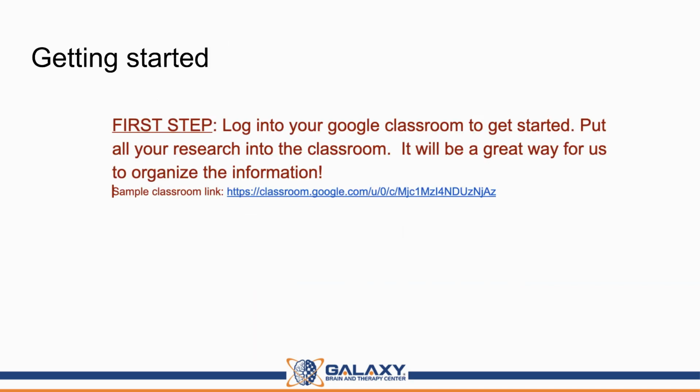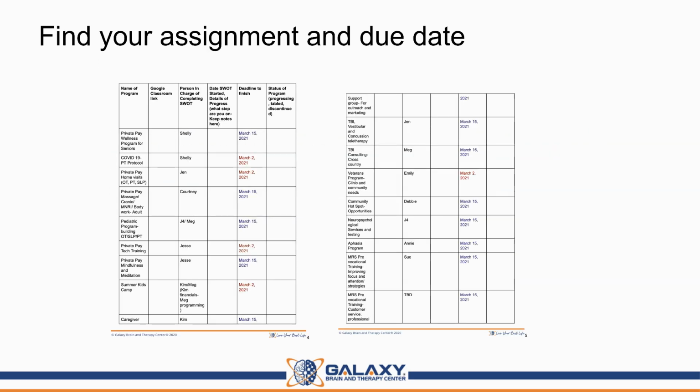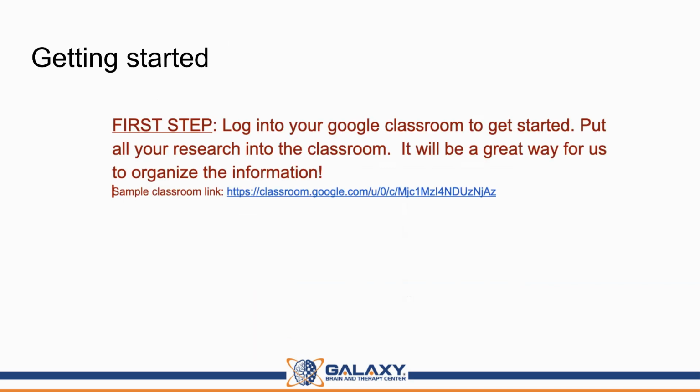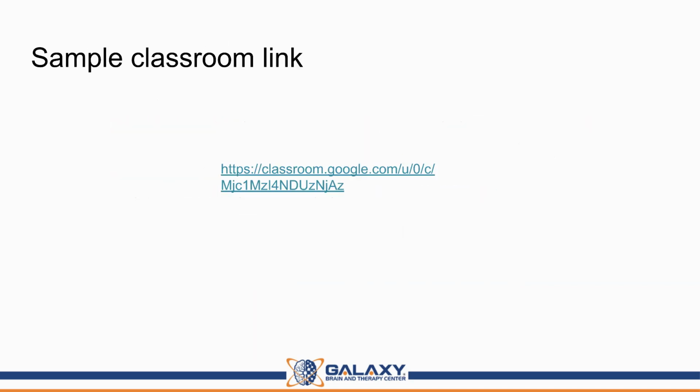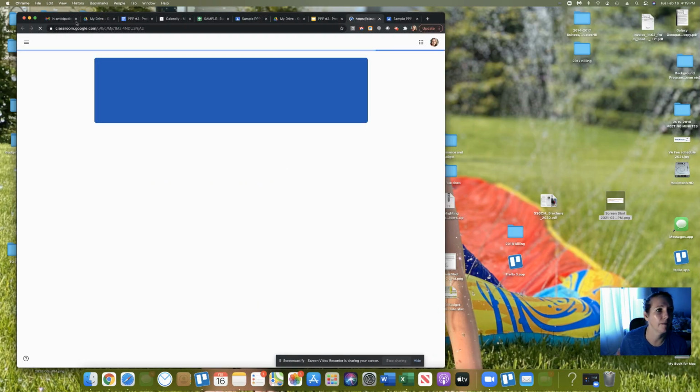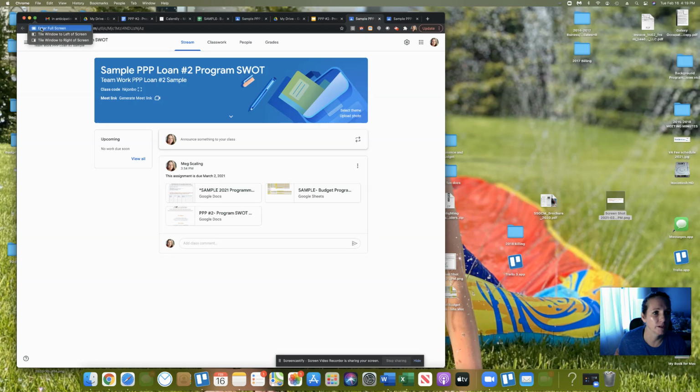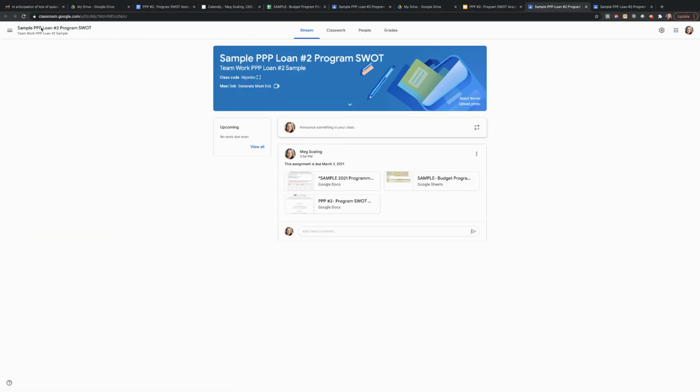So the first step in getting started is going to be logging into what we are going to have as a Google Classroom. When you look back at this link right here next to the program, there will be a Google Classroom link for each person. So each program will have its own Google Classroom link. That's something that Jessie is working on today. And I have a sample Google Classroom link that I created. So I am going to log on to that and open it up so you can take a look at what this will look like.